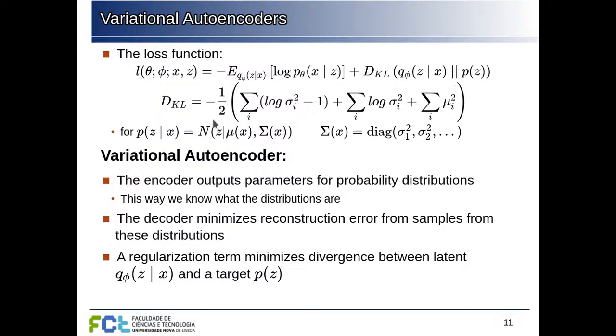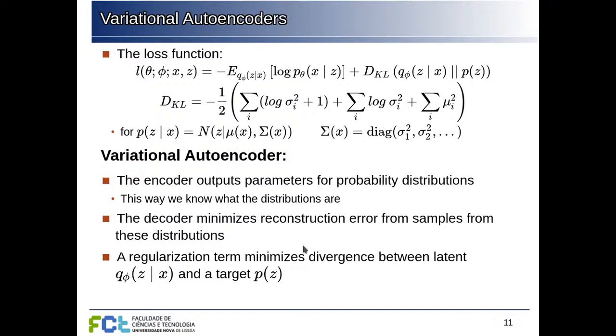So if we do this, then I'm not going to derive this formula, but this would be the expression for this Kullback-Leibler divergence between the variance and mean that we are getting from the encoder and this ideal, which would be a Gaussian distribution with a variance of 1 and a mean of 0, and all independent in the different directions. So this is the basic idea.